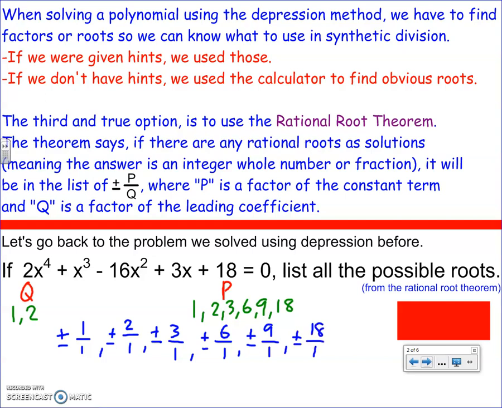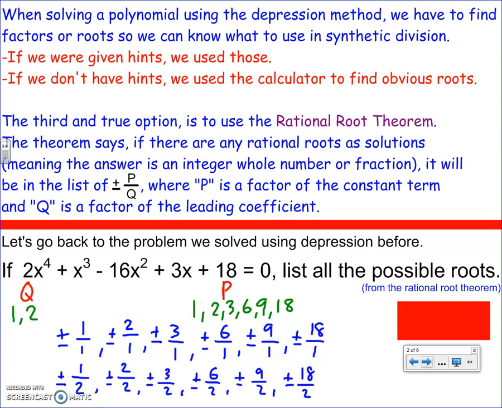Then I have to do all the 2's next for q's. So the p is 1, the q is now 2. The p is 2, the q is now 2. P is 3, q is now 2. P is 6, q is 2. P is 9, q is 2. P is 18, q is 2.